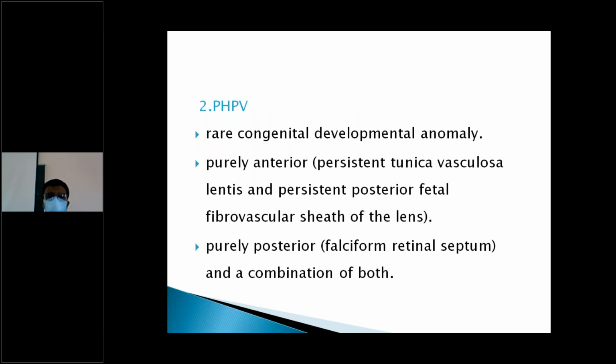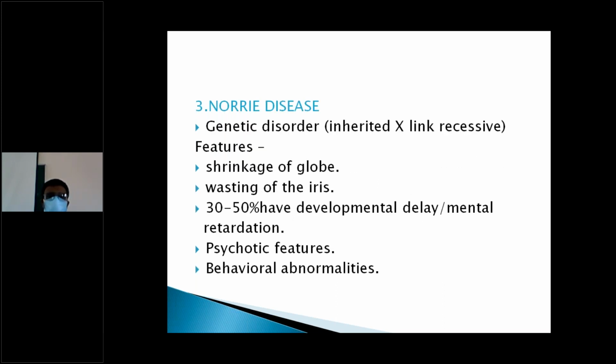Persistent hyperplastic primary vitreous is also one of the differential diagnoses. This is a rare congenital developmental anomaly, anterior, posterior, or a combination of both. Norrie disease is also an important differential diagnosis. It is a genetic disorder inherited as X-linked recessive. Features include shrinkage of the globe, wasting of the iris, that is, loss of thickness of the iris. 50% have developmental and mental delay or mental retardation, psychotic features, abnormal behavior. That is Norrie disease.